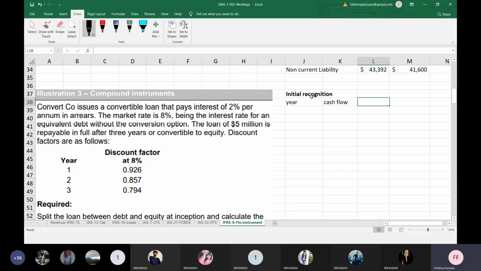Since they have given the discount factor, I'll take the discount factor. I'll be having present value. Present value is nothing but cash flow into discount factor. So year 1, 2, 3. How much is the cash flow? Cash flow means here you are paying the interest, right? It is outflow. Here tell me, cash outflow, how much is it? Initial time.